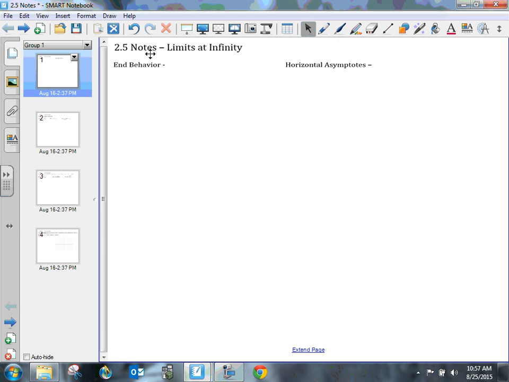Okay, the following is a video over 2.5 notes, and this is limits at infinity. When I think of this, I think of limits as x approaches infinity or as x approaches negative infinity. So when x gets really, really big, what's happening to my y values? And as x gets really small, what happens to our y values? So what we need to do first is look at end behavior and know what that is. So I want to talk about that real quick.